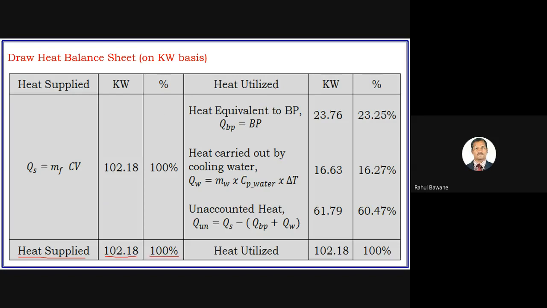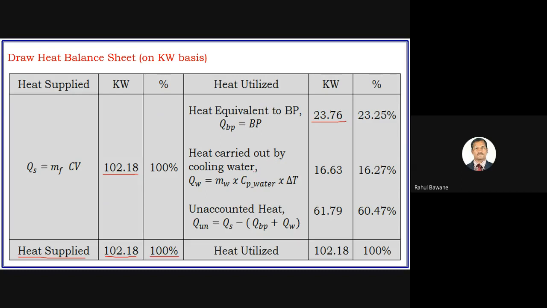Now the second part, heat utilized, expenditure of heat, again in kilowatt and percentage. First, heat utilized in converting to brake power. As it is on a kilowatt basis, we will directly take the value of brake power. It is 23.76. Now this 23.76 divided by 102.18 will give the percentage conversion of total heat supplied. So 23.25% is converted into brake power.